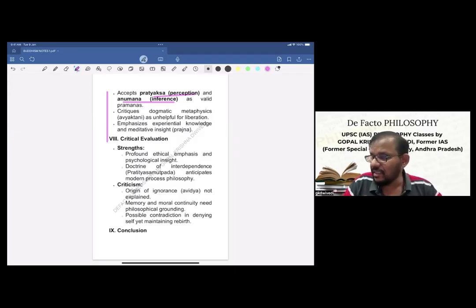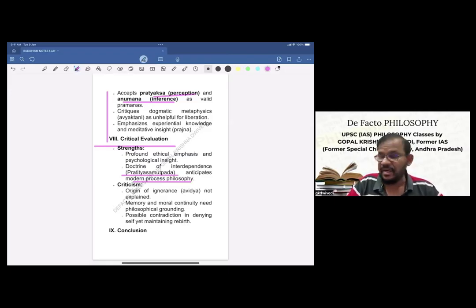Now let us see the critical evaluation of Buddhism. What are the strengths and what are the criticisms? In strengths, we see a very profound ethical emphasis and psychological insight. The doctrine of Pratityasamutpada particularly anticipates modern process philosophy. So modern process philosophy and Pratityasamutpada have some similarities, which we will see subsequently. We'll see it definitely.